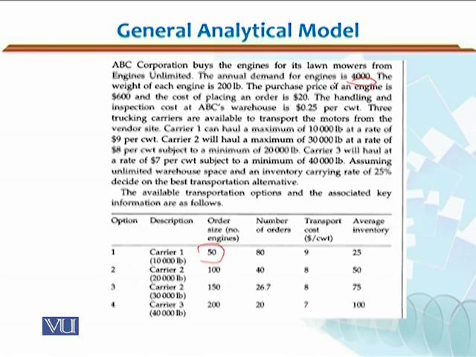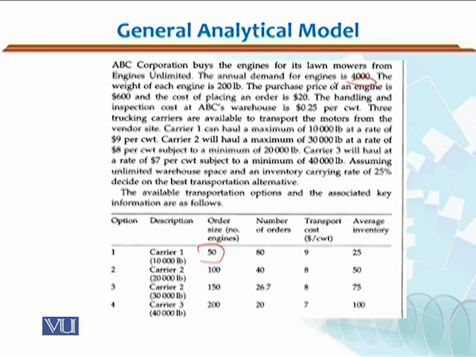So 1 over 2 Q will be 50. Then carrier 2, I have another option with carrier 2. That is, I can place an order of 30,000 LB. So in that case, my total order size would be 150. And the number of orders would be 26.7.